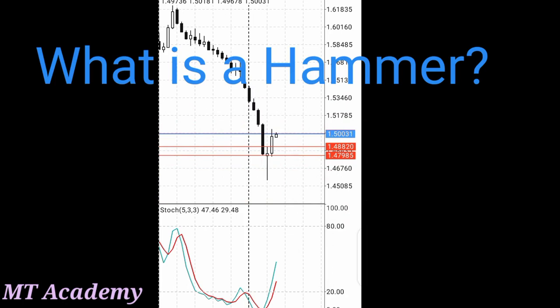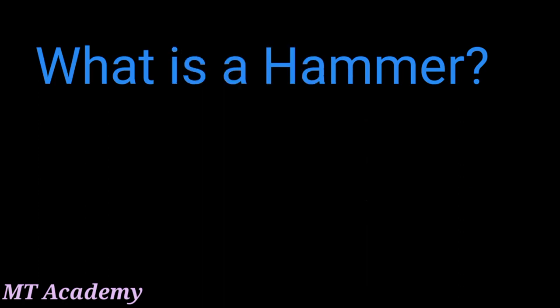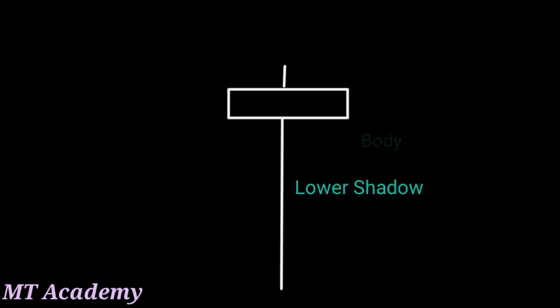What is a hammer? A hammer is simply a candlestick pattern with a long lower shadow, a small body, and a little or no upper shadow. The color of the body, whether bullish or bearish, does not really make any difference, but it has to have a little body, a long lower shadow, and a small upper shadow or no upper shadow at all.